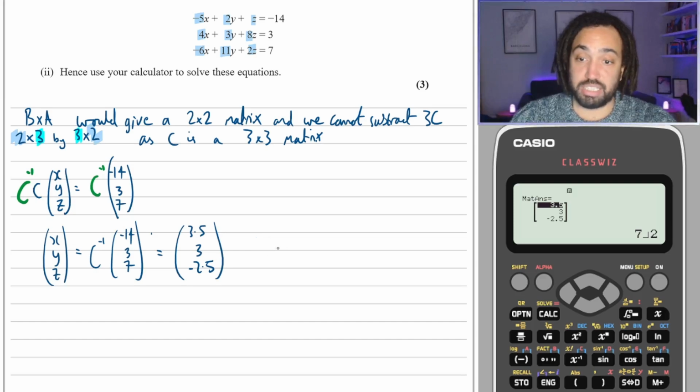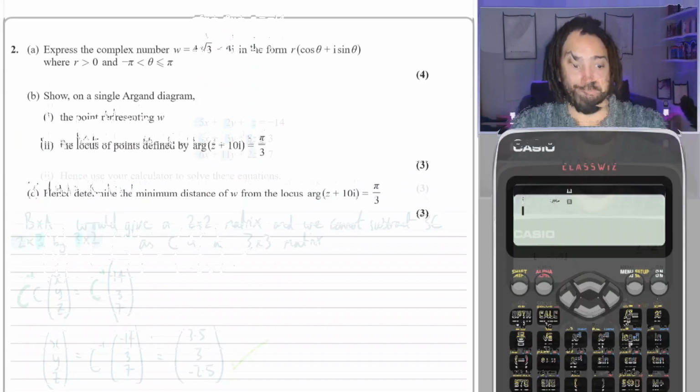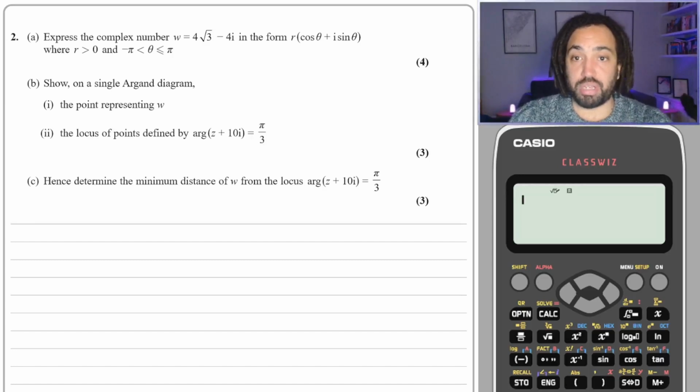Okay, so to solve the equations, well, I'm done. Actually, that's it. I don't need to write it out any other way. That's perfect. That tells me X, Y, and Z. Job done. Question number 2, and we've got a bit of complex numbers here, and it wants it in the modulus and argument form.